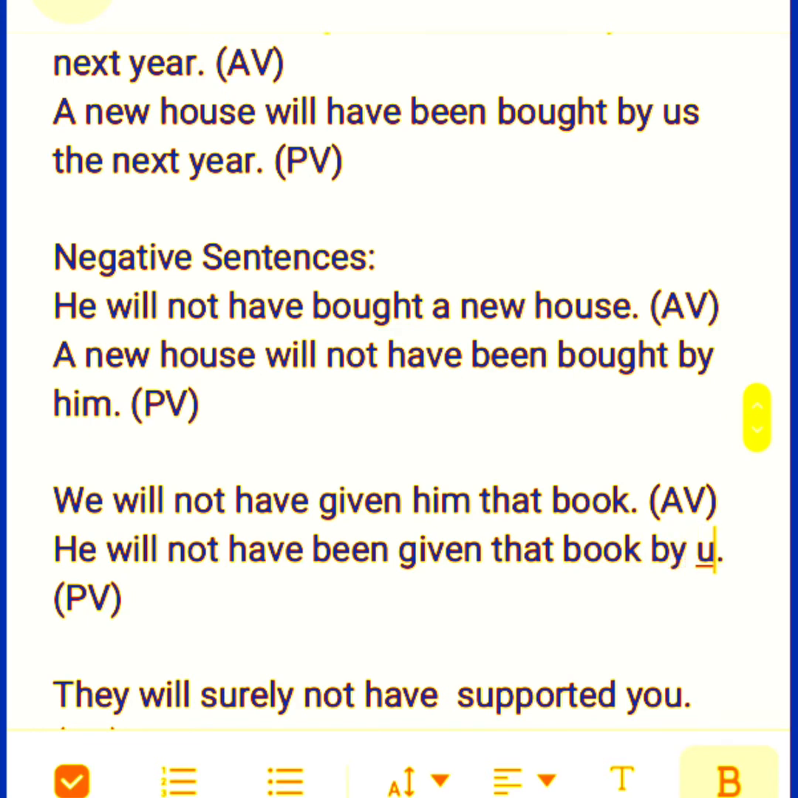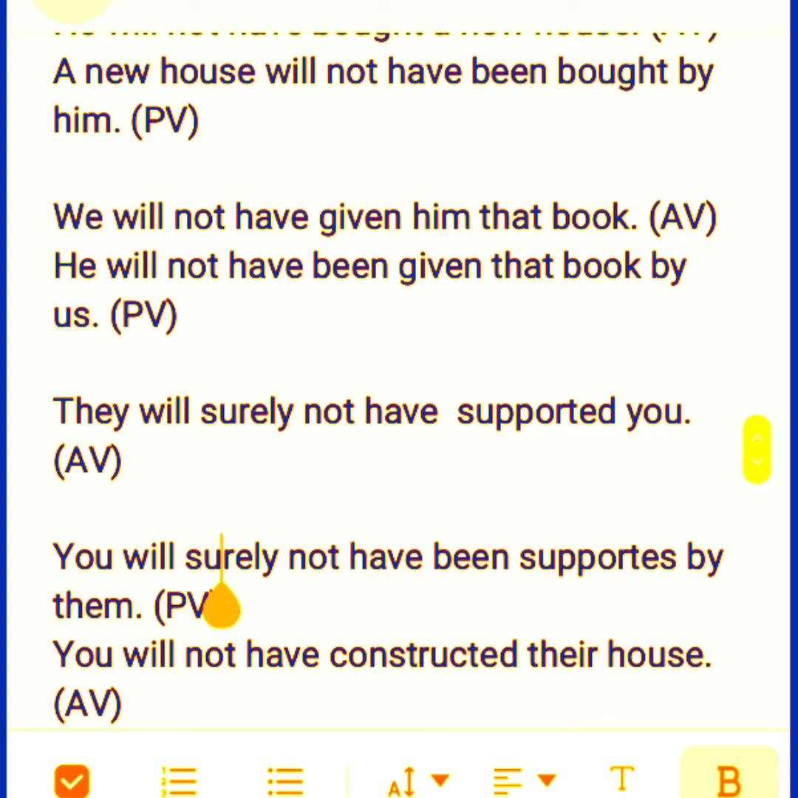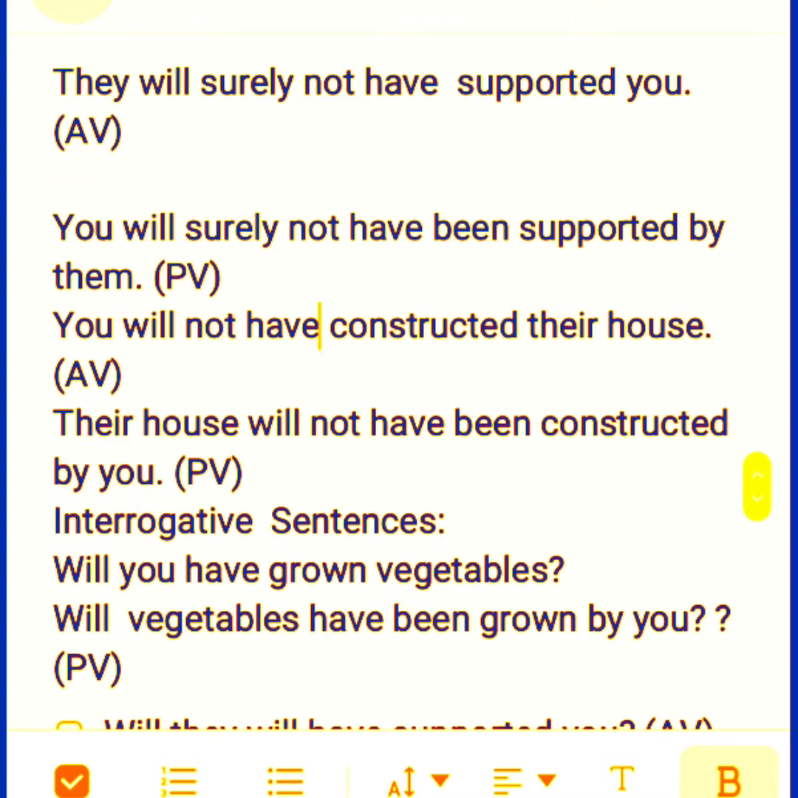By us. Okay. Then they will surely not have supported you. You will surely not have been supported by them. Supported by them. You will surely not have been supported by them. This is a passive voice.